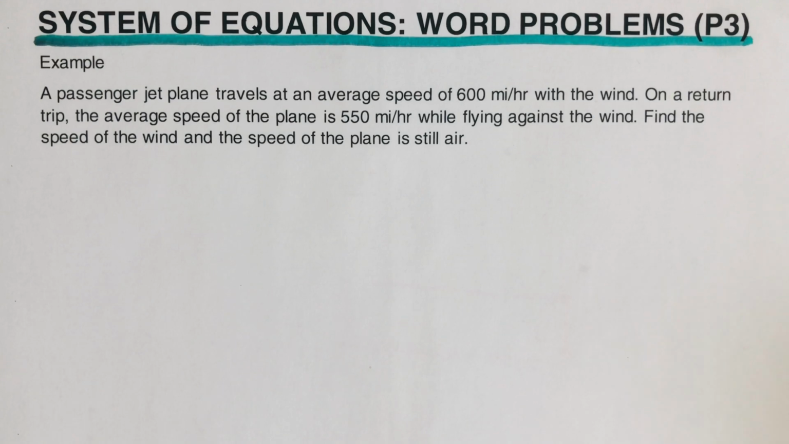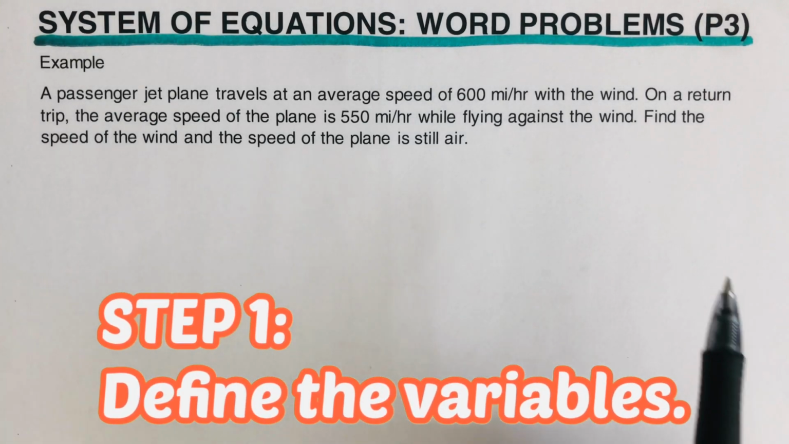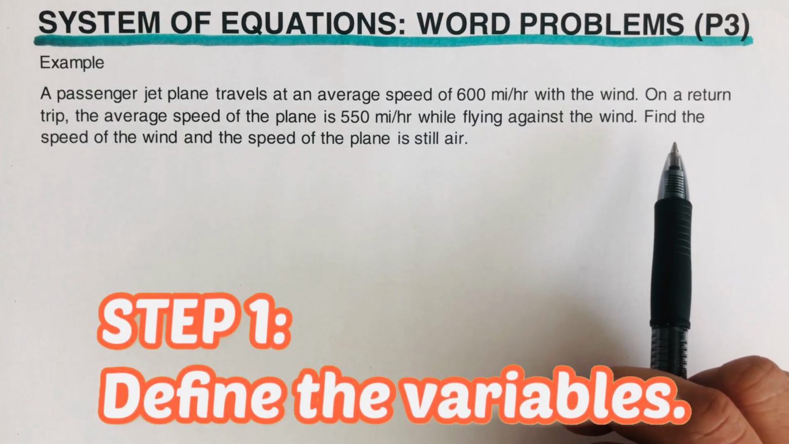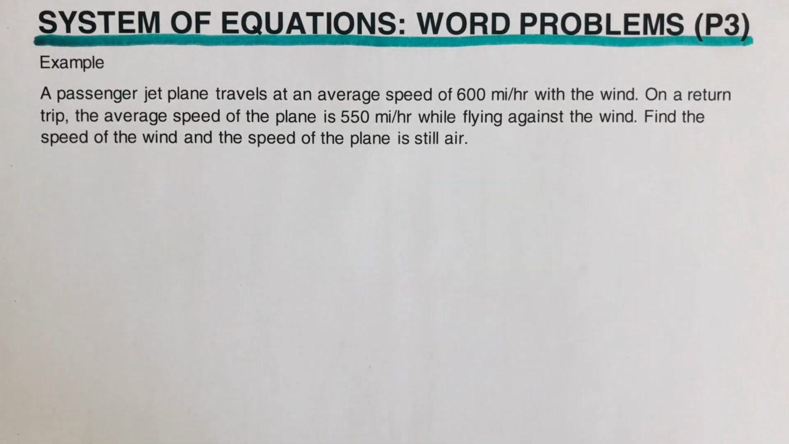We have methods in order that we can solve this kind of word problems. The first step is to define the variables. So as you can see here, on the last statement, we are asked to determine the speed of the wind and the speed of the plane in still air. So in our first step, we need to define the variables.